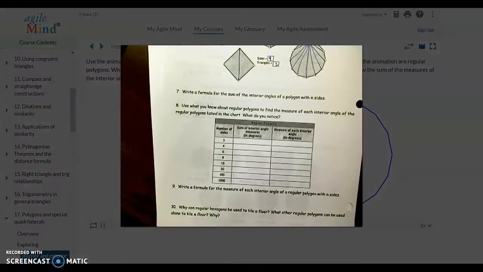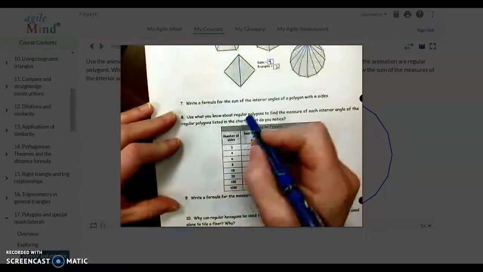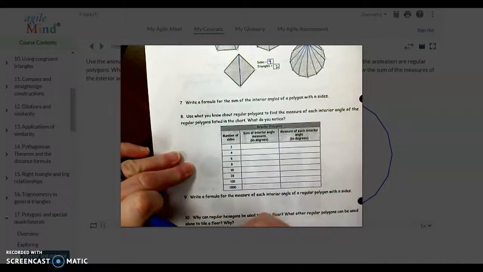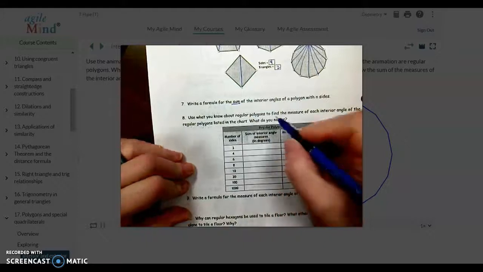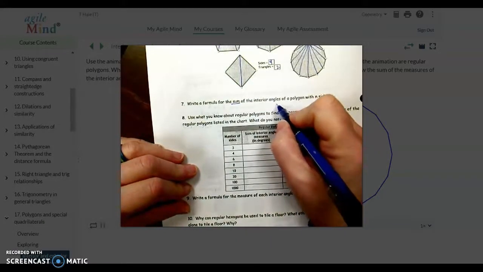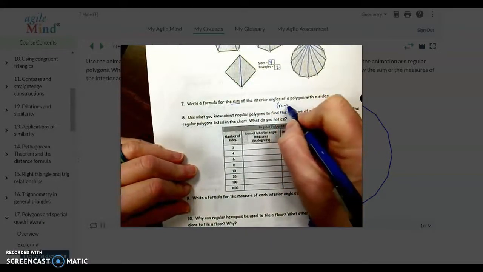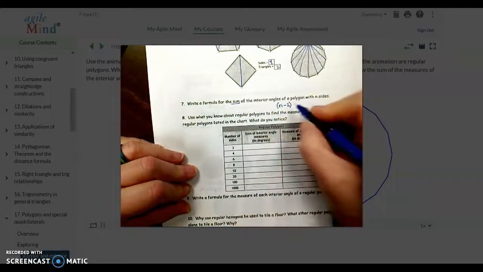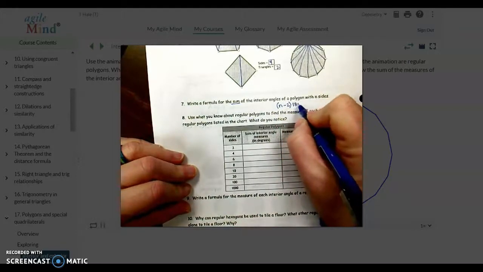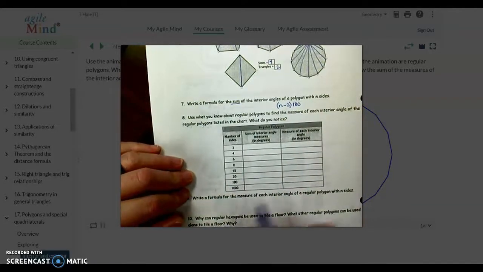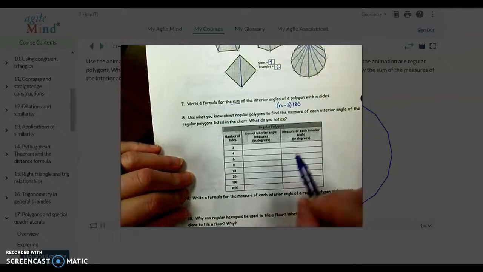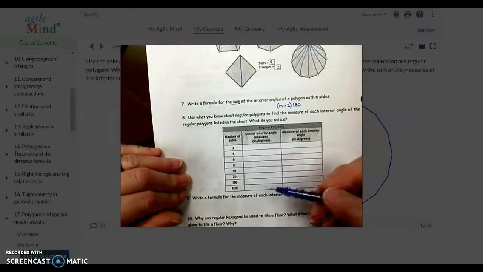Okay, so let's look at your notes. Number 7 says write a formula for the sum of the interior angles of a polygon with n sides. So this is for the sum. This is all of the interior angles added together. So we figure out how many triangles there are first by taking the number of sides and subtracting 2. And then we multiply by 180. So this is the formula that you're going to use to find the sum of the interior angles of any polygon. It doesn't even have to be a regular one. It can be any of them.